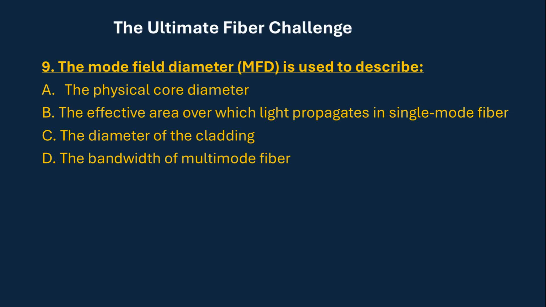9. The mode field diameter, MFD, is used to describe: A. The physical core diameter. B. The effective area over which light propagates in single-mode fiber. C. The diameter of the cladding. D. The bandwidth of multimode fiber. The correct answer is B. MFD is used to describe the effective area over which light propagates in single-mode optical fiber.